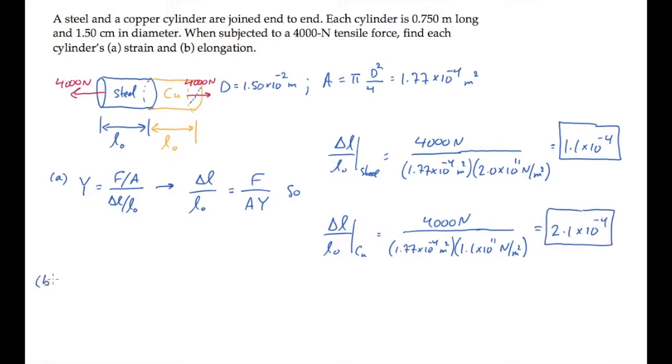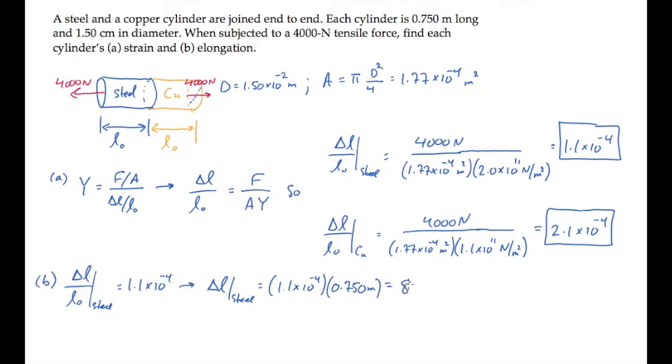Part B asks us to find the elongation. That's delta L. We know the strain for the steel and copper, and from that we can solve for delta L, the change in length, or elongation. That's just the strain multiplied by the original length L0. For the steel cylinder, this works out to 8.3 times 10 to the minus 5 meters. That's how far the steel cylinder stretched as the 4,000 newtons acted on it.